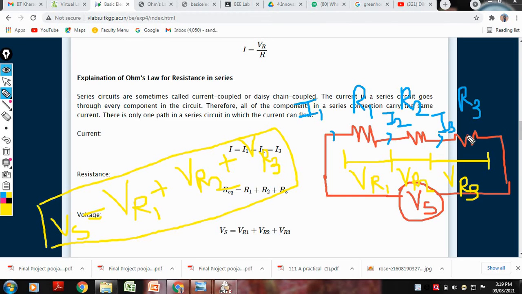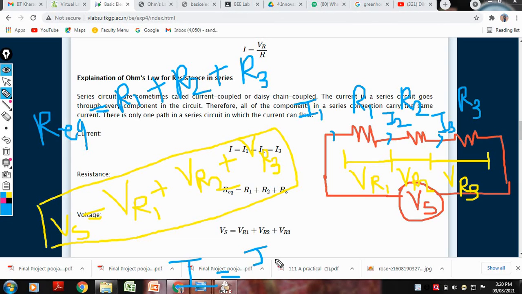Okay. Then we have to calculate the equivalent resistance. That is, R equivalent is equal to R1 plus R2 plus R3. This is for resistance. Then we have to calculate the current. The current is I is equal to I1 plus I2 plus I3. Now this is for current.